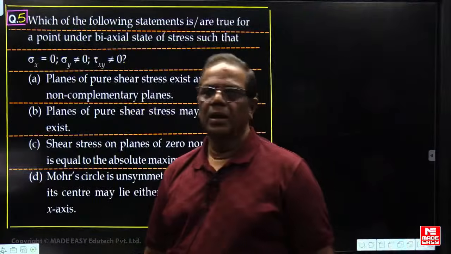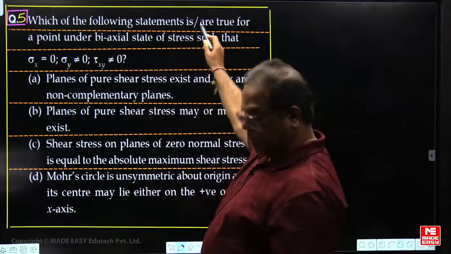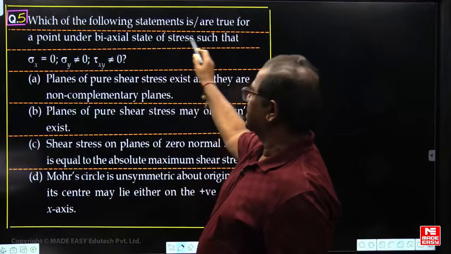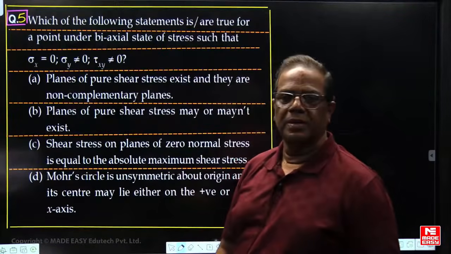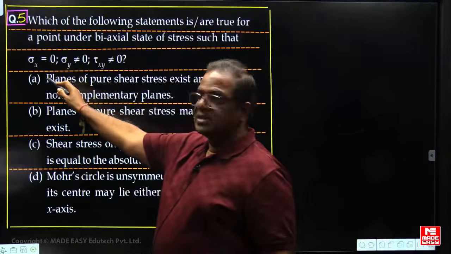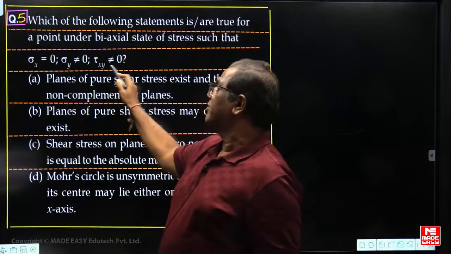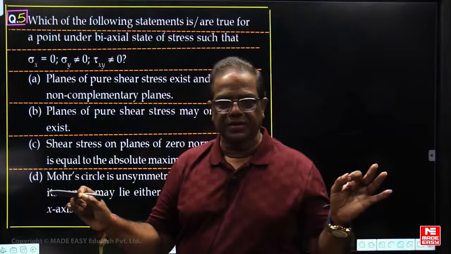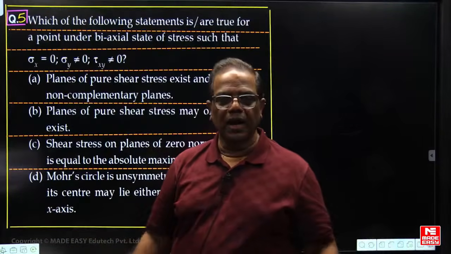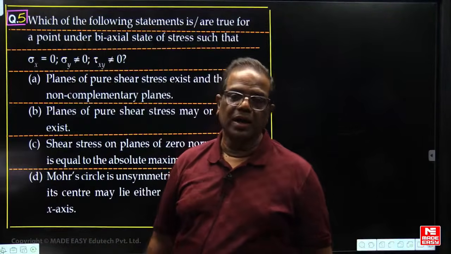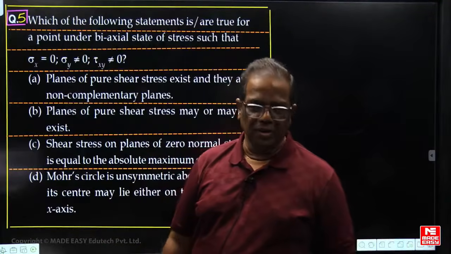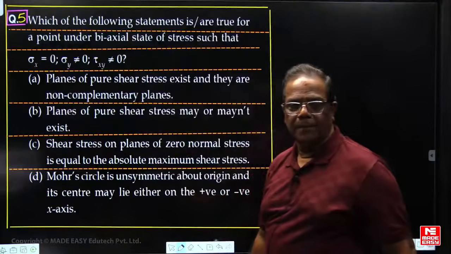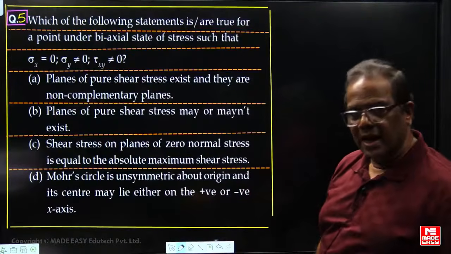Okay. Which of the following statements is or are true for a point under biaxial state of stress such that sigma x is 0, sigma y non-zero, tau xy non-zero. A point is under biaxial state of stress. Sigma x 0 है, sigma y non-zero है, tau xy non-zero है. Now it is asking which statements are true, which statements सही है पूछ रहे.